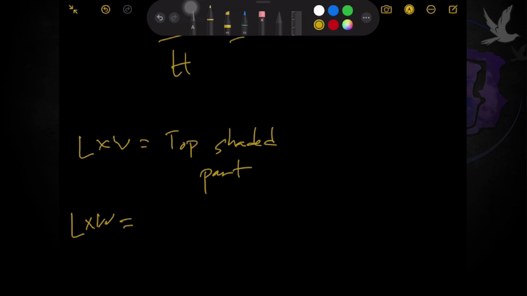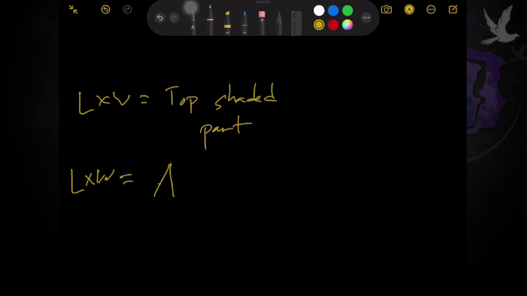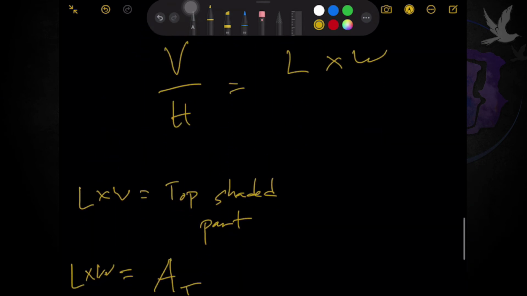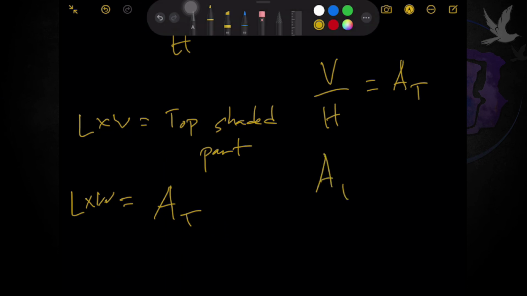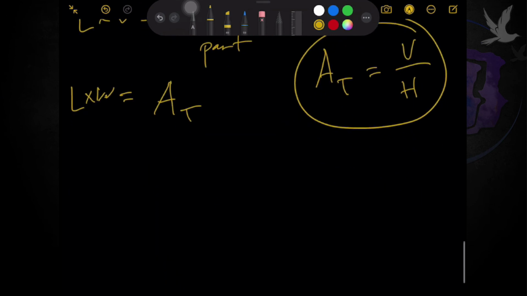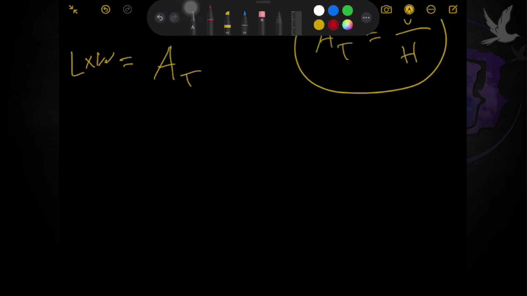Okay. So, length times W is equivalent to area of top. Okay? So, ibig sabihin, this can be written as ang volume over height natin is equivalent to area of top. Or then again, can be written the other way around. The area of top is equivalent to volume over height. Okay, so meron tayong tatlo. Again, summary.